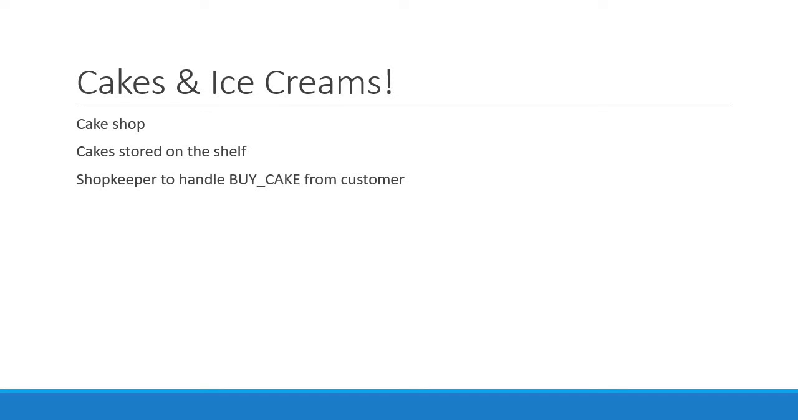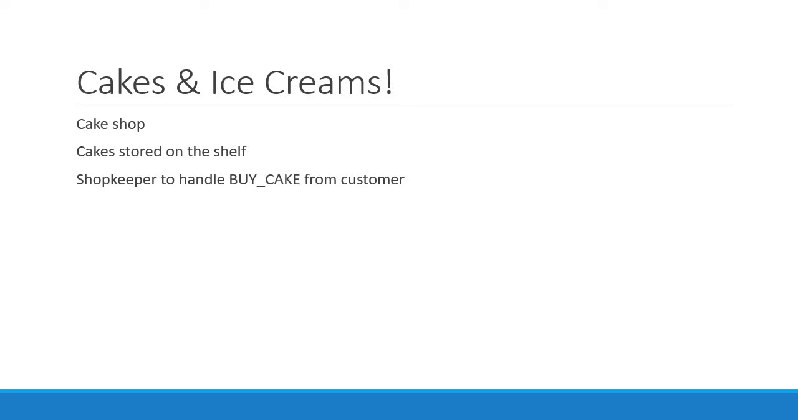Let's go back to the real-world scenario we have been discussing. We have a cake shop. We have cakes stored on the shelf. We have a shopkeeper and we have a customer. The customer informs the shopkeeper that he wants to buy a cake. The shopkeeper then takes one off the shelf and hands it over to the customer.